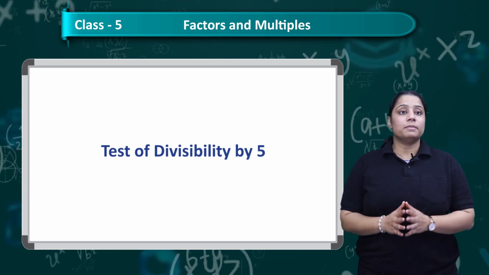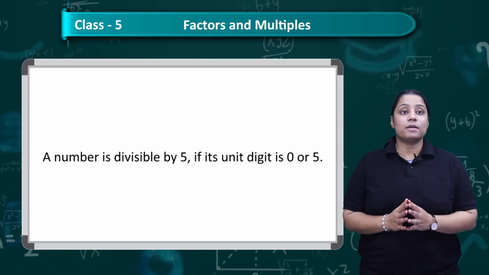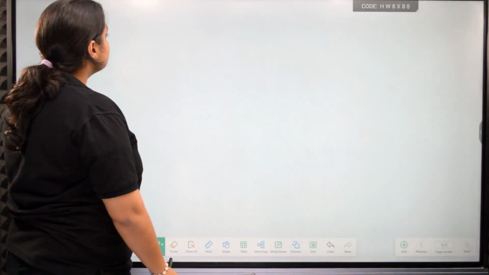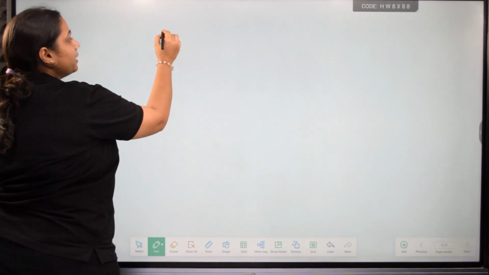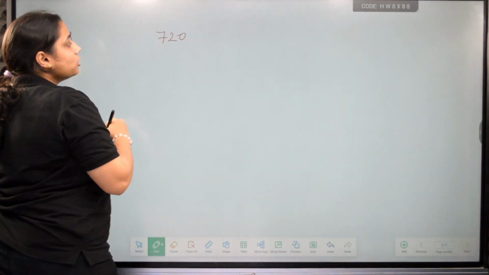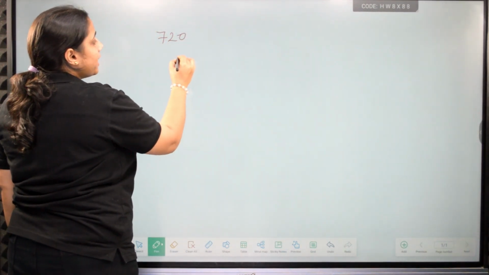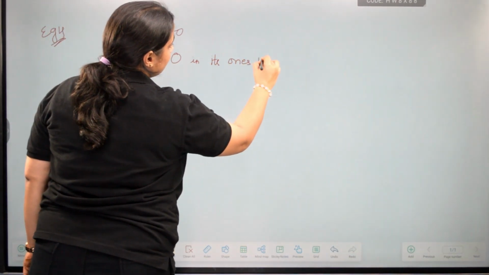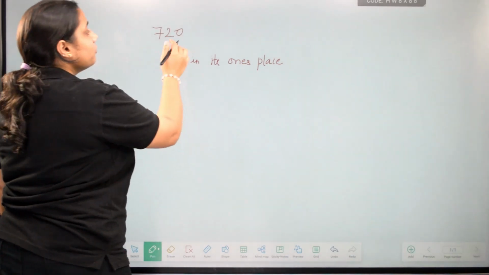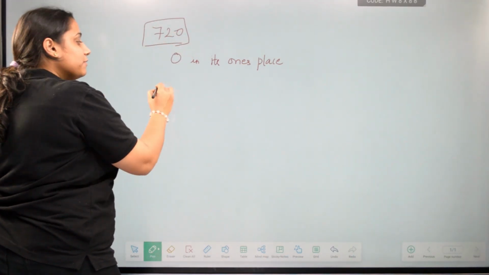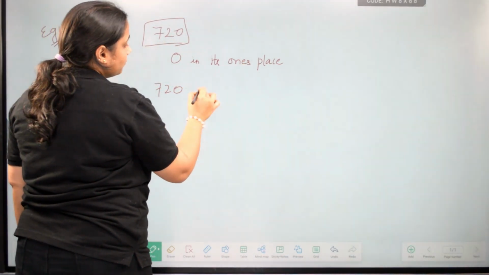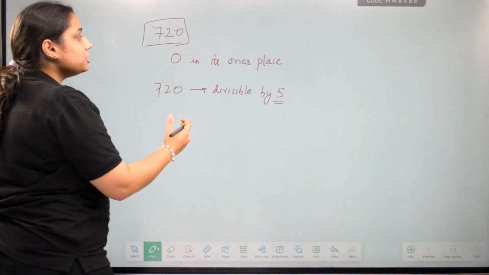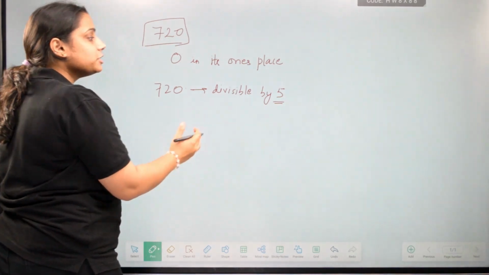Test of divisibility by 5. A number is divisible by 5 if its unit digit is 0 or 5. Checking the divisibility by 5 on 720. We can see that 720 has 0 in its ones place. So we can say that 720 is divisible by 5. Any number which has zeros on its extreme right is divisible by 5.